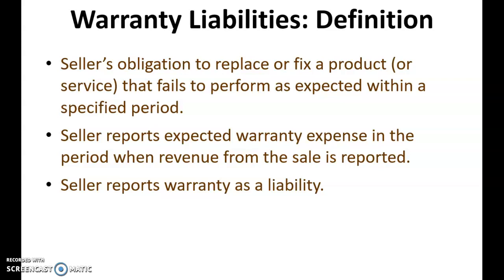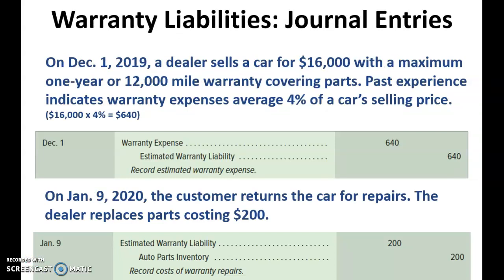But we're going to record the liability expense anyway because such warranty costs are probable and the amount can be estimated. We could estimate, for instance, using the past experience with warranties. For instance, on December 1st, 2019, a dealer sells a car for $16,000 with a maximum 1 year or 12,000-mile warranty covering parts. Past experience indicates warranty expenses average 4% of a car's selling price.